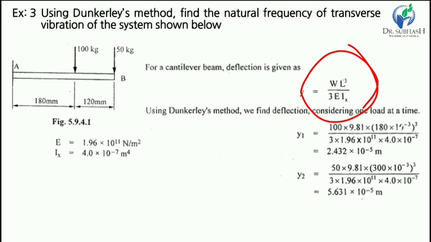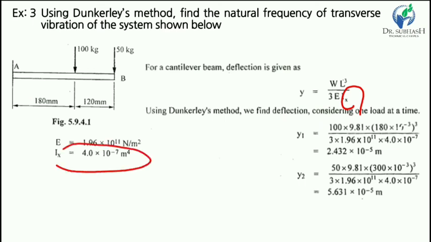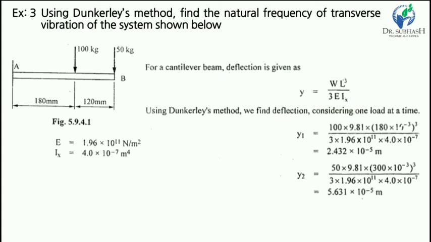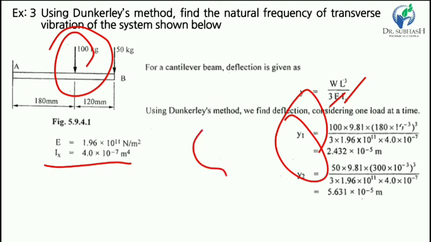Okay, so L is the length of the shaft, and I is the mass moment of inertia of the shaft or beam. The beam's mass moment of inertia is given in the figure, and this is also given in the question or data. So the values of E and I are given directly. So put the values in this equation.